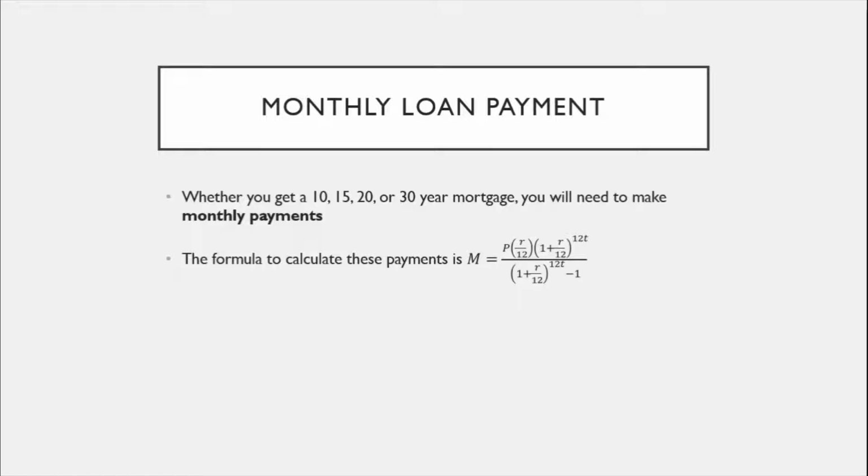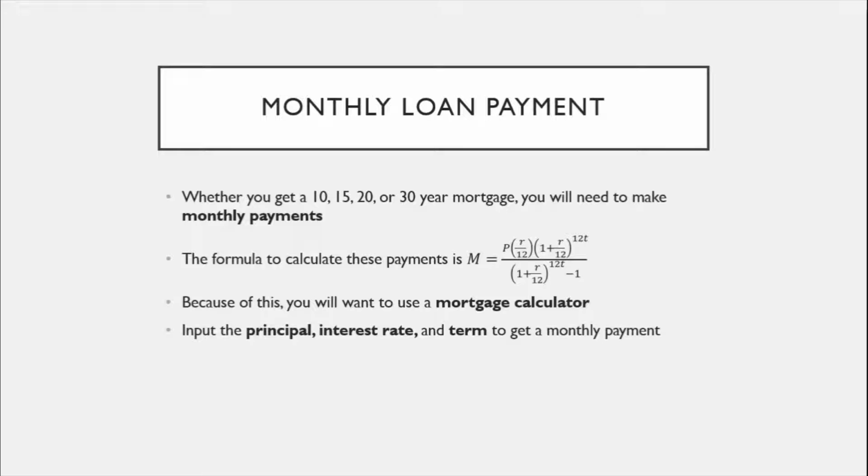So here's the formula to calculate these payments. We've seen these with loans before, earlier in the year, and just like before, I'm going to tell you not to use that because it's silly and the internet is there to help us out. So we're going to want to just go into Google and type in the words mortgage calculator. We'll need to know the principal of the loan. That's how much money we're taking out. We'll need to know the yearly interest rate, and we'll need to know the term, so the number of years. And when we do that, Google will tell us a monthly payment.